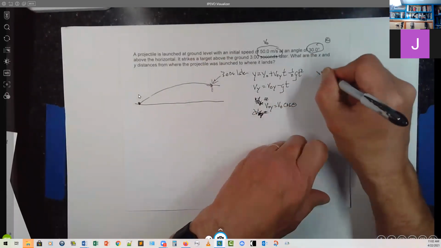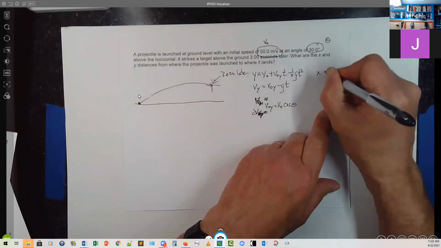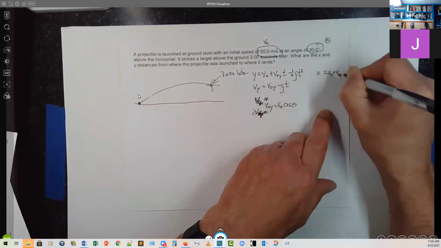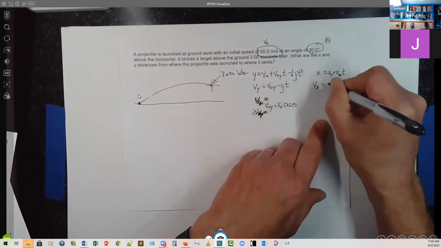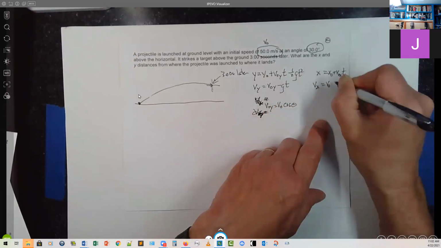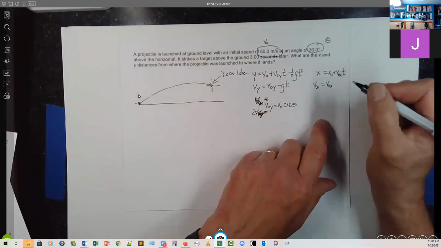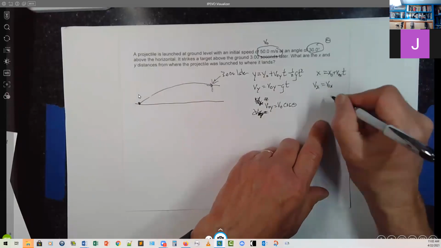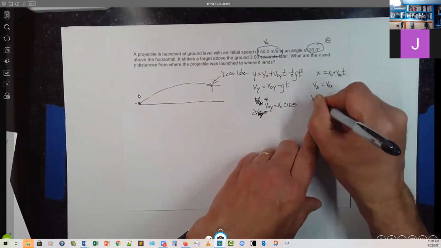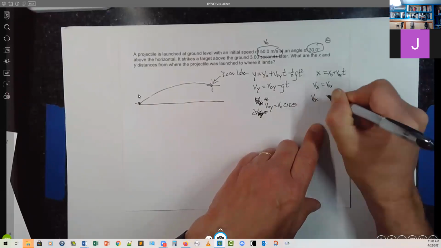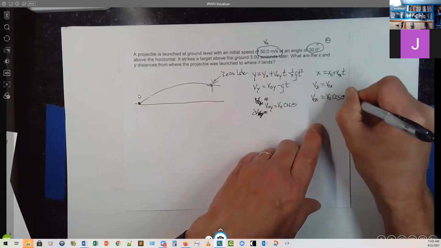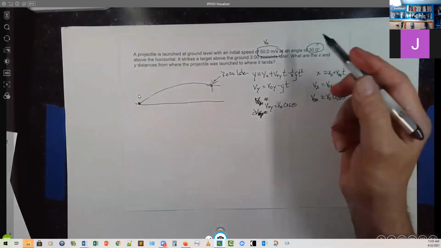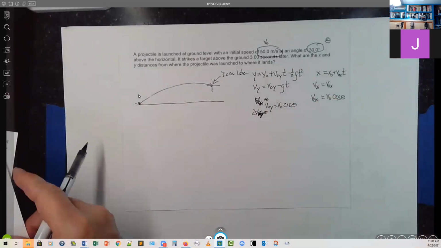Okay, x is simpler. x is equal to x naught plus v naught x t. v sub x is always just equal to v naught x because it doesn't change. It's constant. And v naught x is going to equal v naught cosine theta. And so those are my sets of equations.